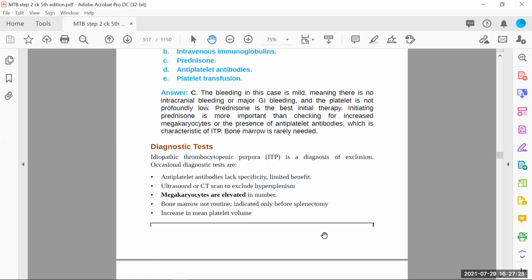Like in routine, the megakaryocyte should be converted into a proper platelet. But the platelets we find in ITP have an increased mean volume size. It means they are platelets, but they have some morphological disturbance. Morphology is not normal in the platelets found in ITP. And what else is there? There will be a decreased platelet count.